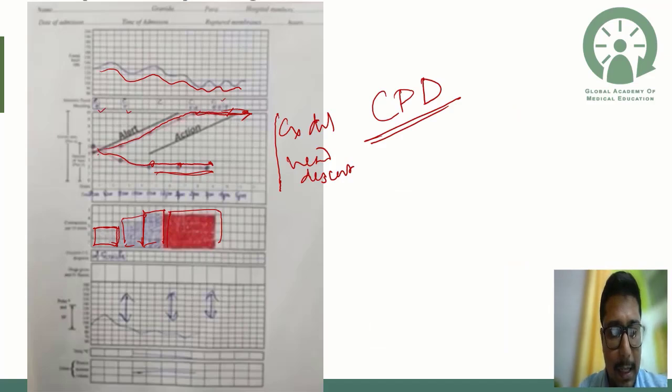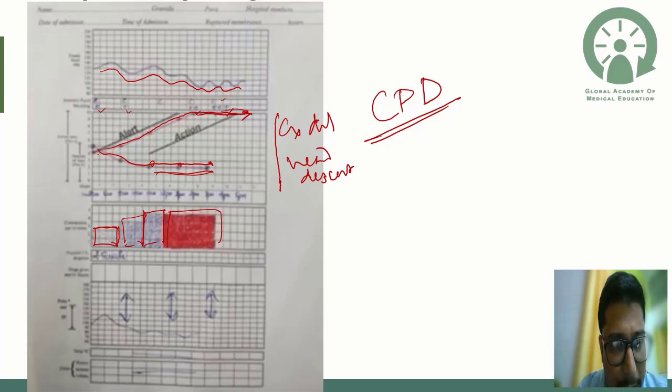So here you can see a partograph of CPD. Here you can see the fetal heart rate baseline is slowly falling. So basically there is evidence of fetal distress. And if you can see, it is molding plus, plus, plus, plus, and now 3 plus.